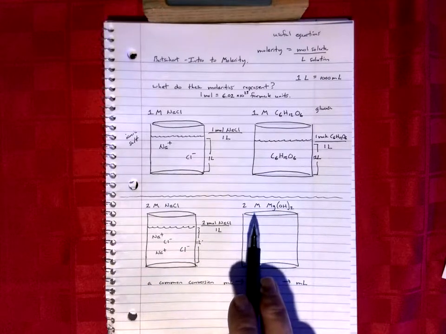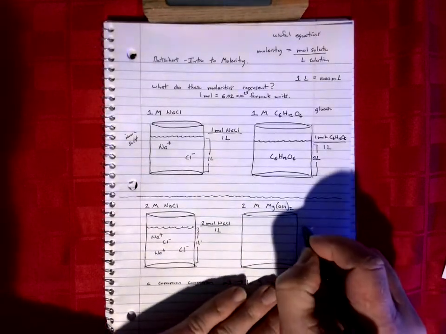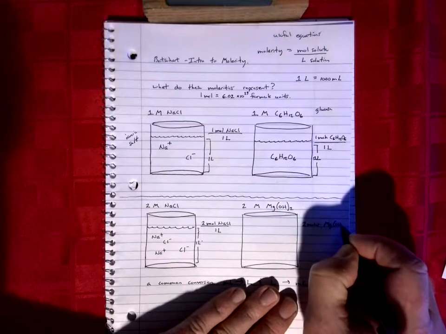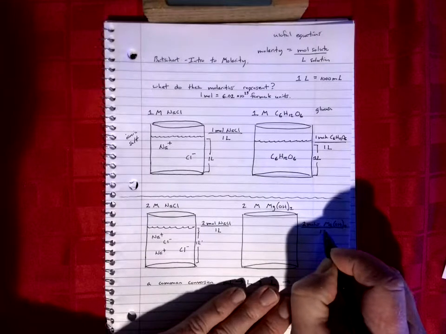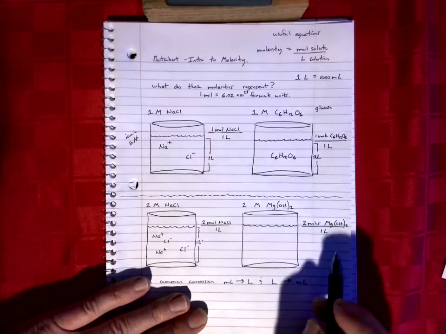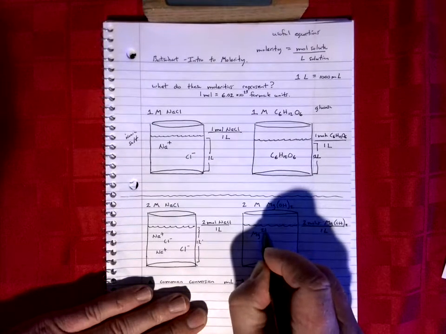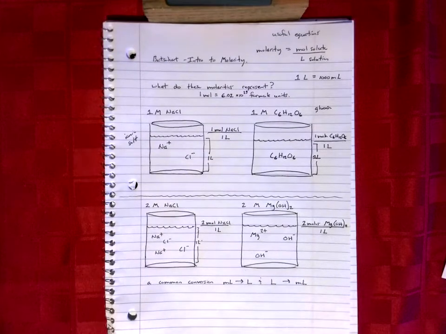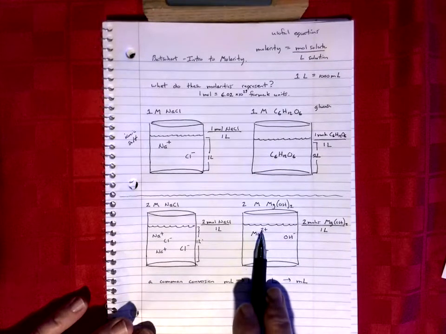Similar idea, but slightly different over here. If I have 2 molar Mg(OH)2, well, what does that mean? That means that there are 2 moles of Mg(OH)2, another ionic dissolver, in every 1 liter of solution. Well, again, I have my 1 liter of solution here, and if I put 1 mole of Mg(OH)2 in there, I get Mg2 plus and 2 OH minuses. That's one piece of that going in, because Mg has that positive 2 charge, and there are 2 OH minuses for every 1 Mg2 plus.